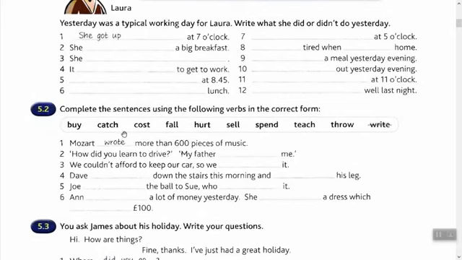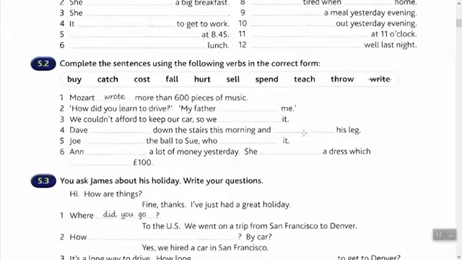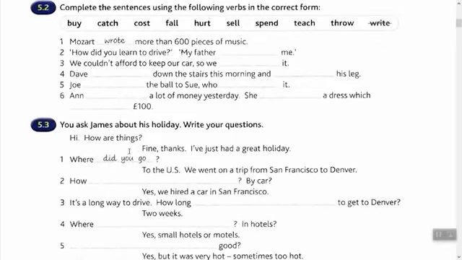Buy, catch, go. شلون تحول هالماضي مال buy? bought. Catch شو يصير? Go, fall, hurt, sell, spend. شو تحولها شو تصير؟ Teach, throw. زي ما تقول my father taught me. Teach ماضي مالته taught me إلى آخره. كذلك بقية التمارين بهالطريقة.